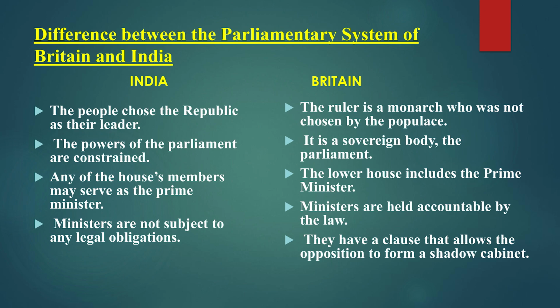In Britain, the Prime Minister must come from the lower house. And in India, ministers are not subject to any special legal immunity, and every minister is accountable to the law, the higher authority.